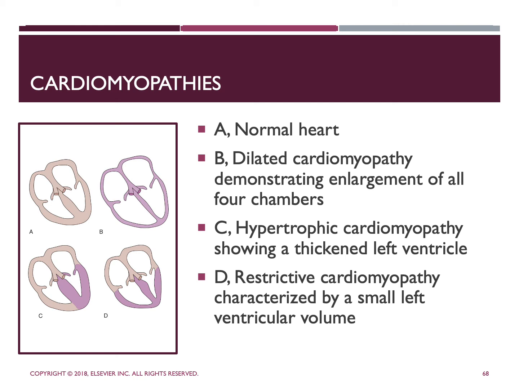So the three types of cardiomyopathy are going to be listed here. We have dilated, hypertrophic, and restrictive. So when you look at these pictures here, A is going to be a normal heart, B is going to be dilated cardiomyopathy, C is going to be hypertrophic cardiomyopathy, and D is going to be restrictive cardiomyopathy.